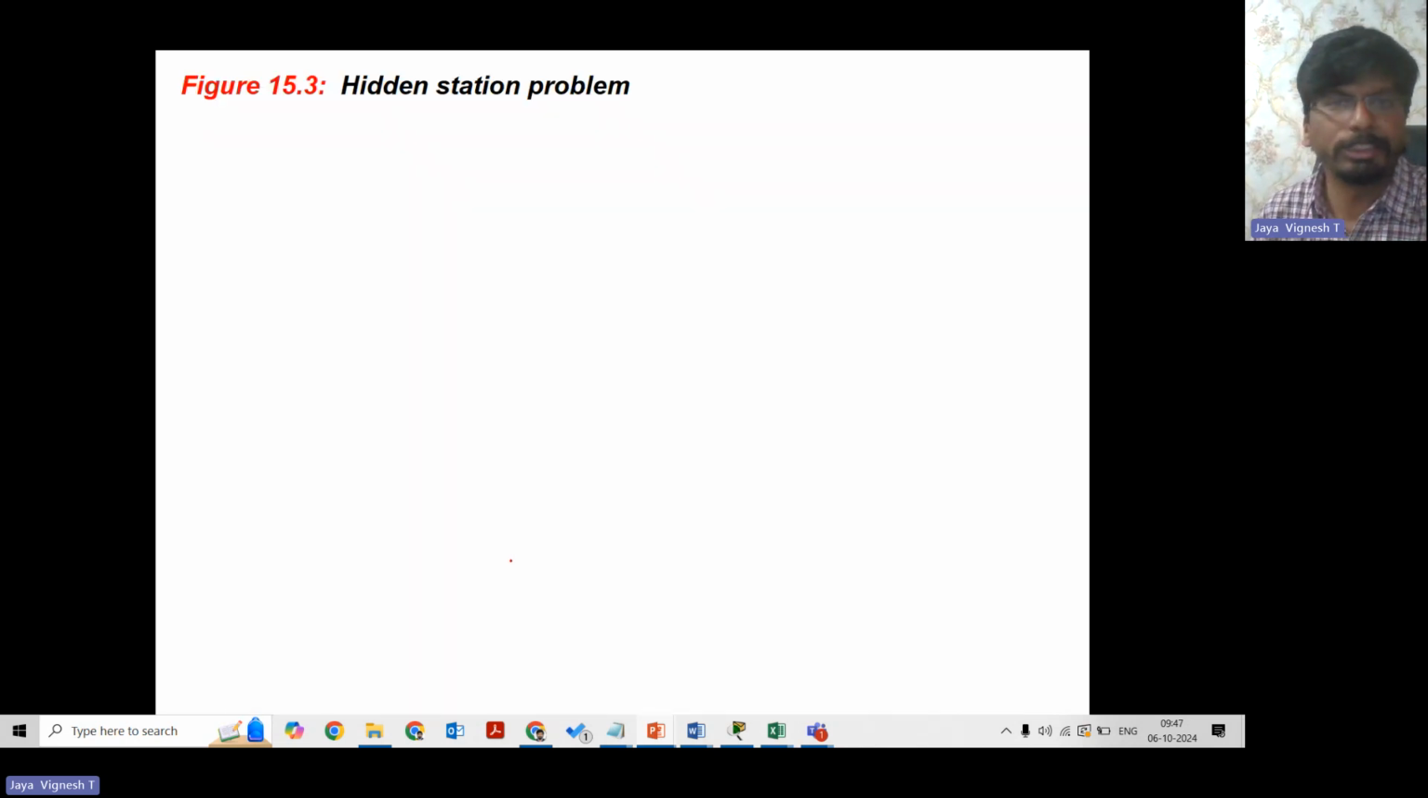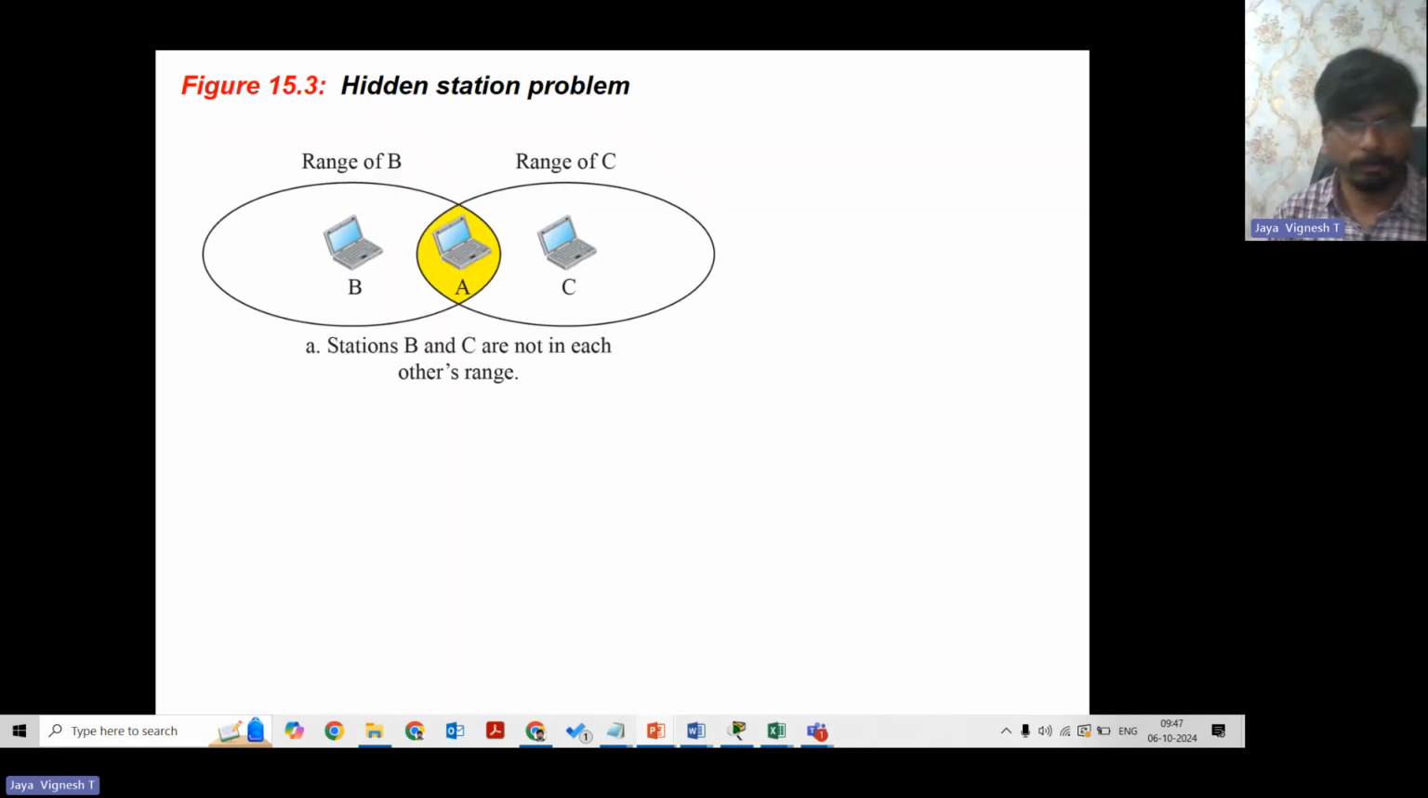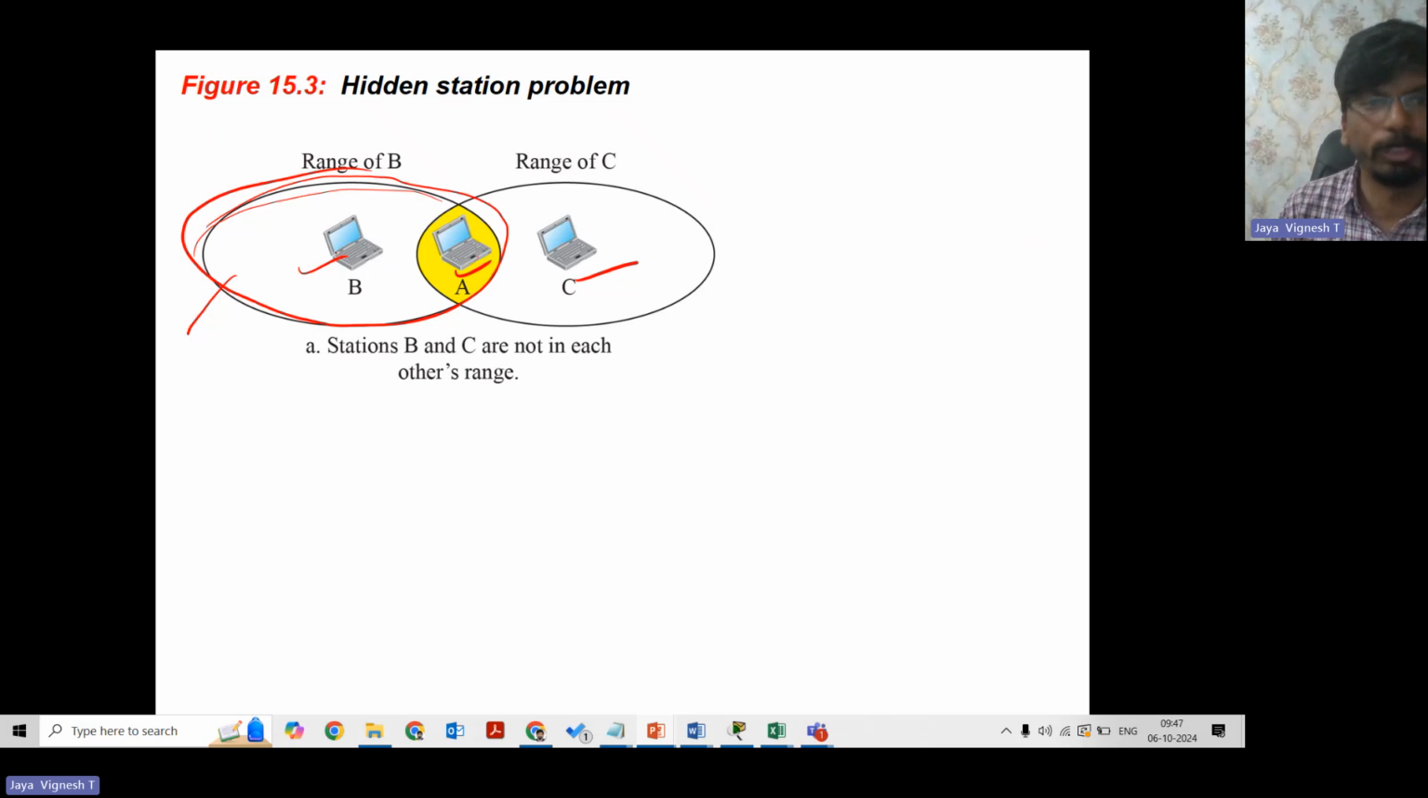So what do you mean by a hidden station problem? If you look at this particular picture, there are three wireless stations, B, A, and C. What you see here is this particular oval shape, which is the communication range of B, or the transmission range of B. So B's radio range is this much, and A falls within the radio range of B. But if you notice, this is the radio range of C, or the communication range of C. And A again falls in the communication range of not just B, but also of C.